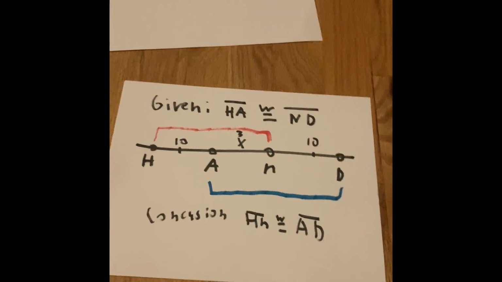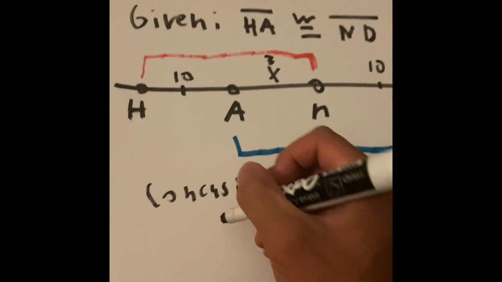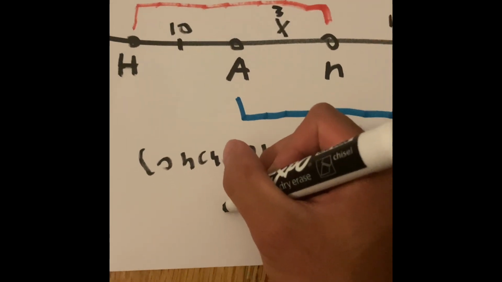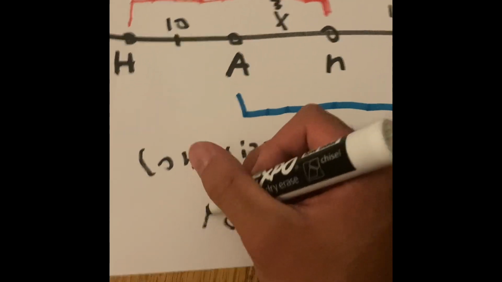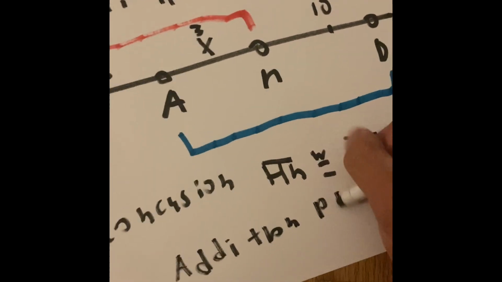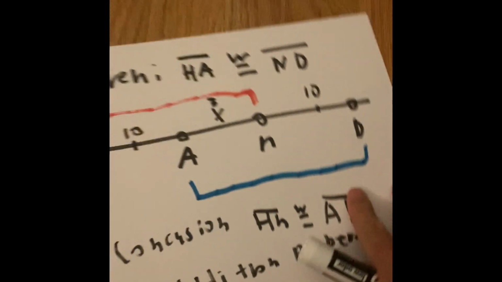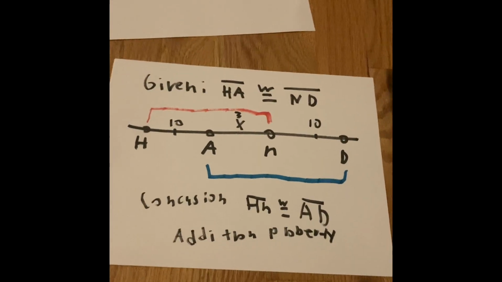If you are learning a proof, or if you wanted to state this in a proof, you would just say in your reasons, addition property. So that is the addition property.